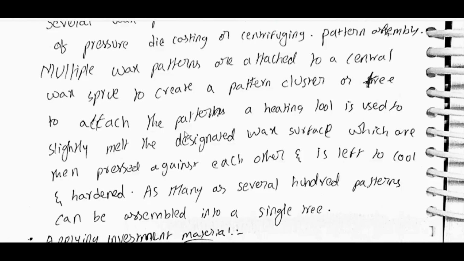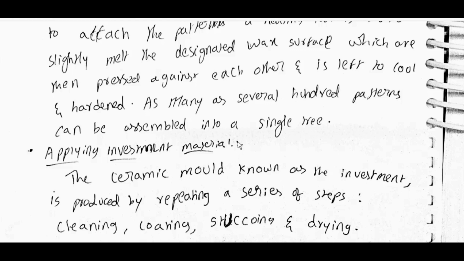To attach the pattern, a heating tool is used to slightly melt the designed wax surface, which are then pressed against each other and left to cool and harden. As many as several hundred patterns can be assembled into a single tree.